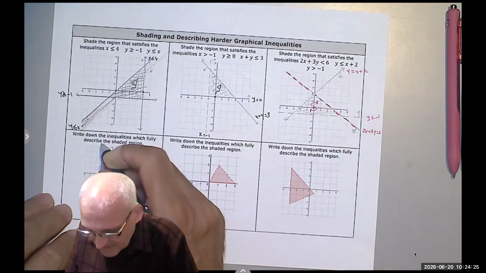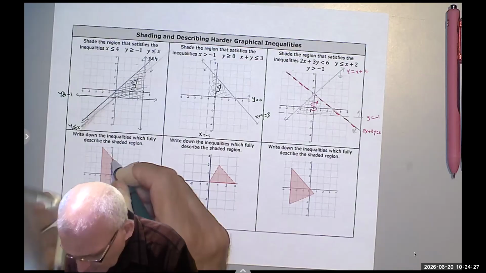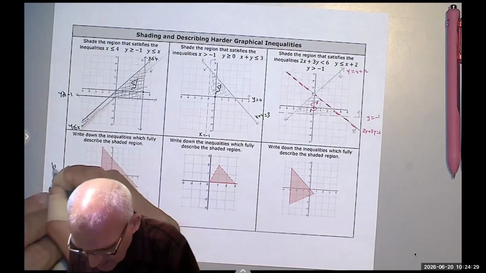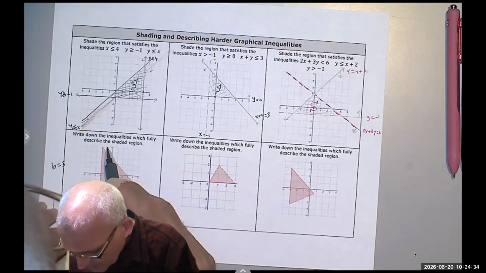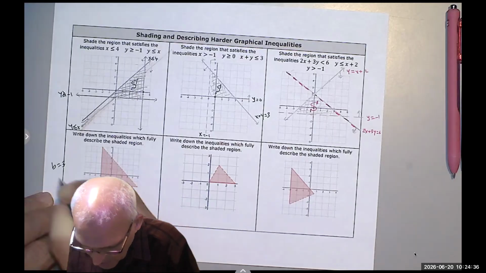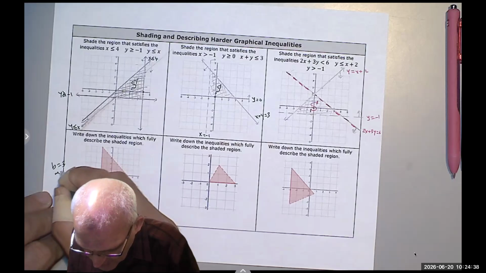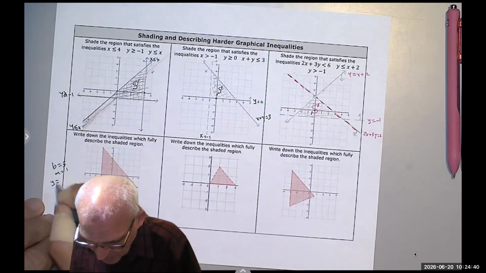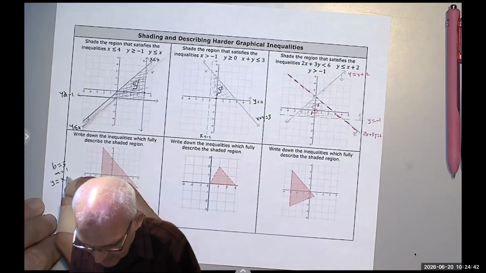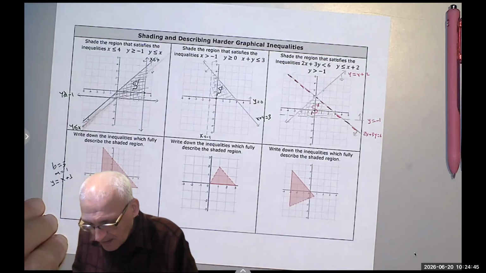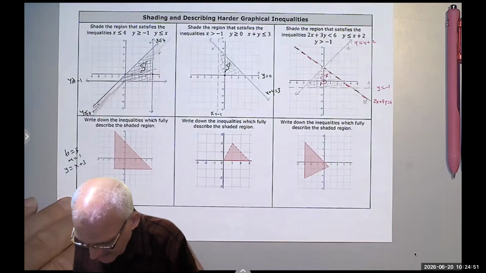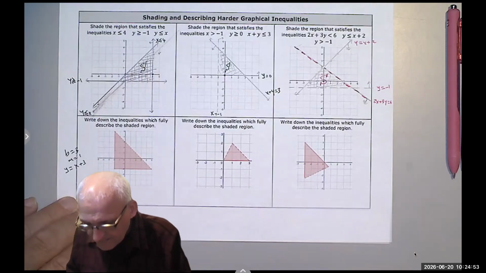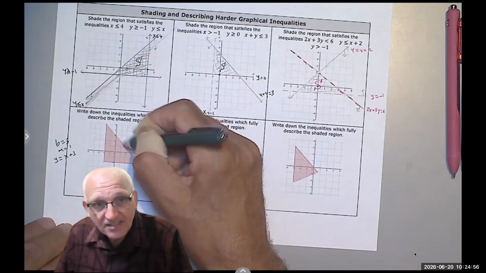The equation of this straight line, first of all, the y-intercept is 3, and the slope, I go 1 to the right, 1 down, 1 to the right, 1 down. So m is -1. So y equals mx plus 3. But it's below. So I have to say y is less than -x plus 3. It's not equal because that's a dashed line.